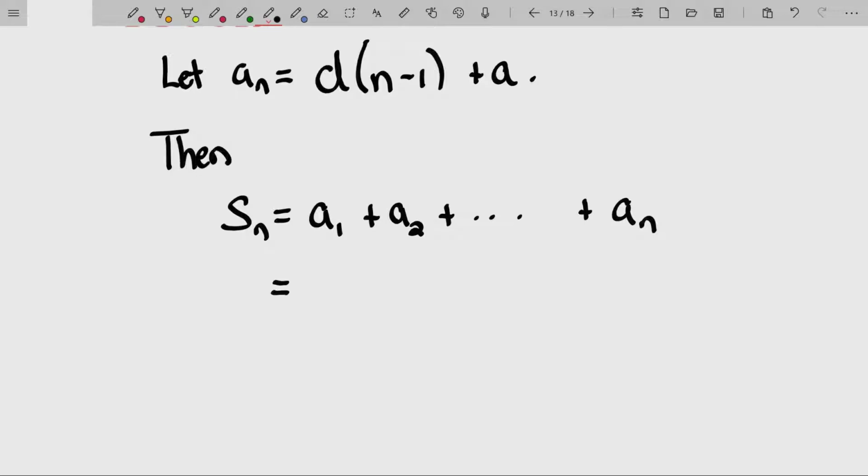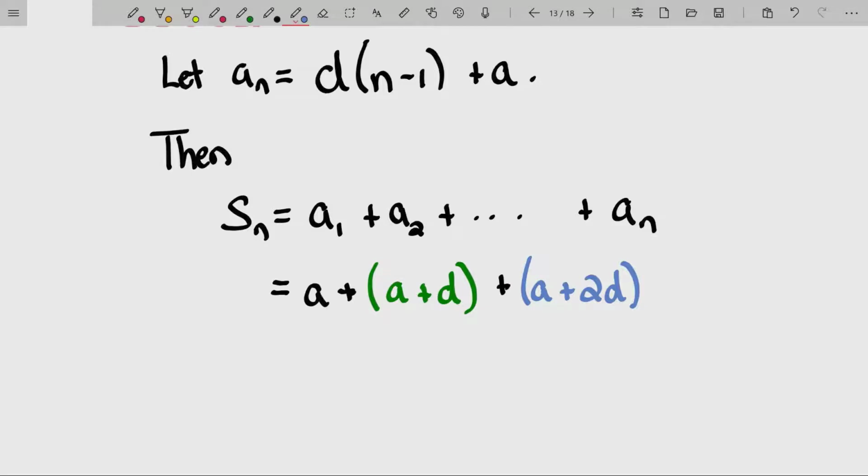Well, a sub 1 is just a. Maybe I'll use black ink. So a sub 2 is a plus the common difference d, plus a sub 3 is a plus 2 of those d's, right? Every single time that you go to the next term in line, you're just adding another d. That's the whole point of the common difference: every step of the way, you're just adding d to the output.